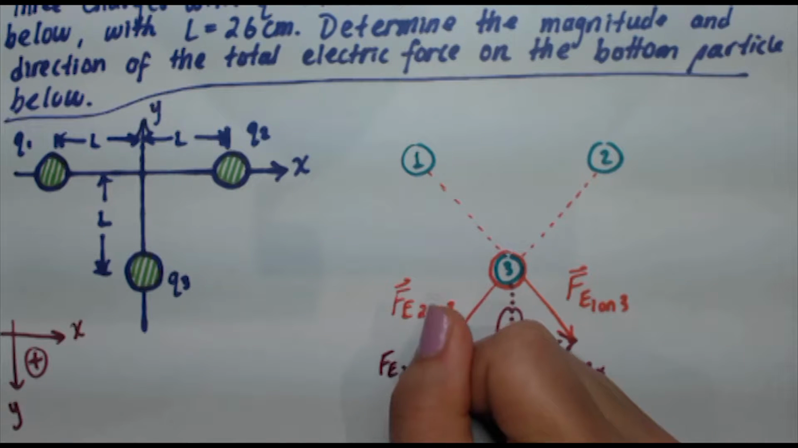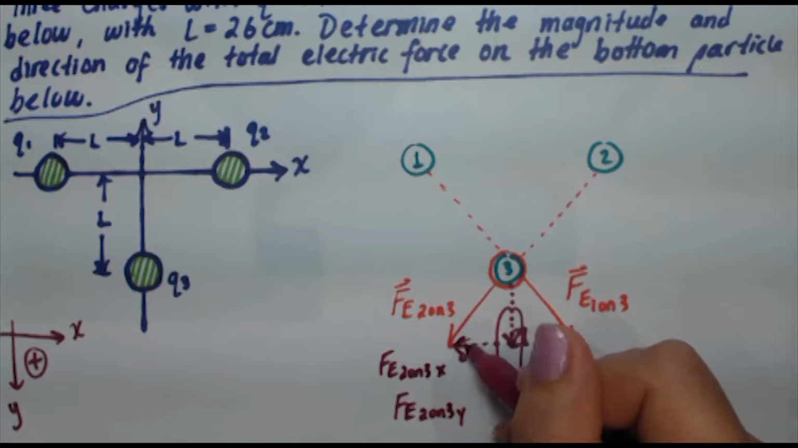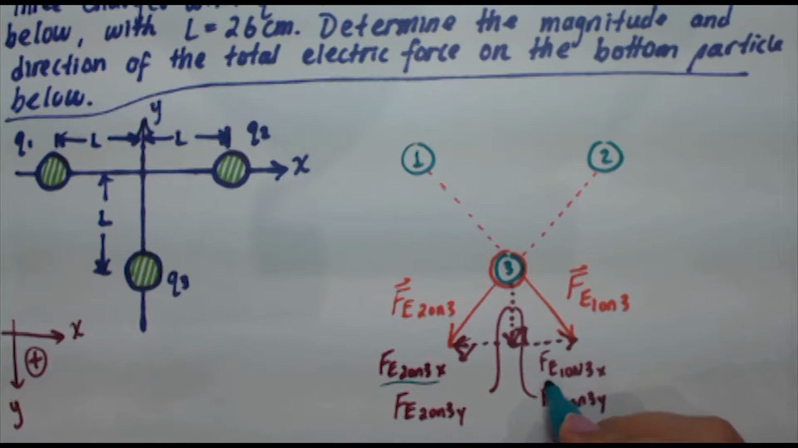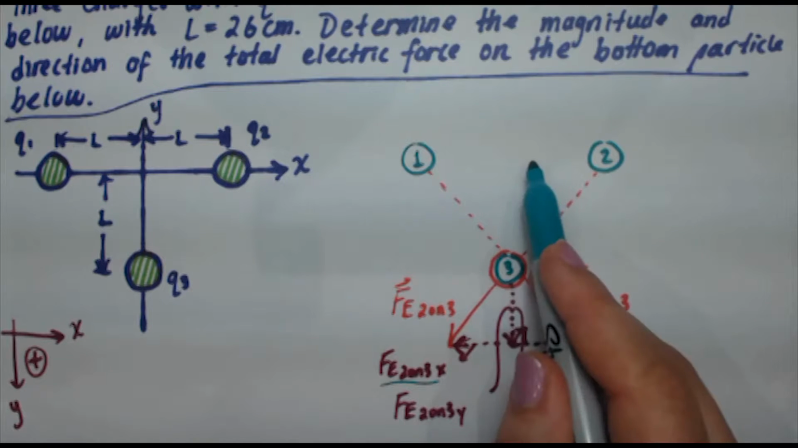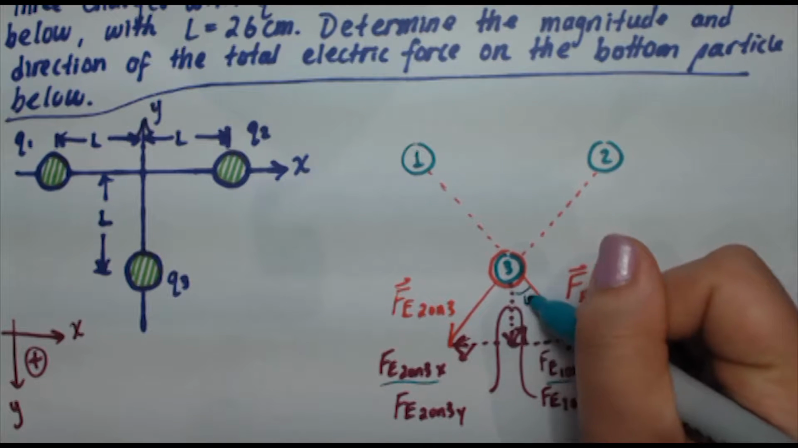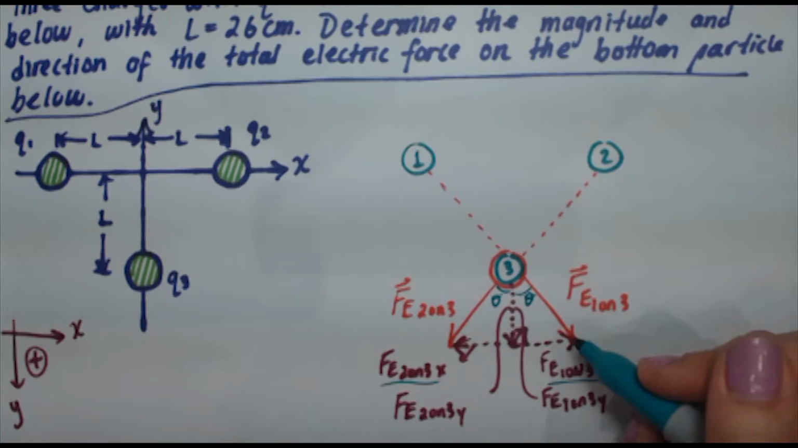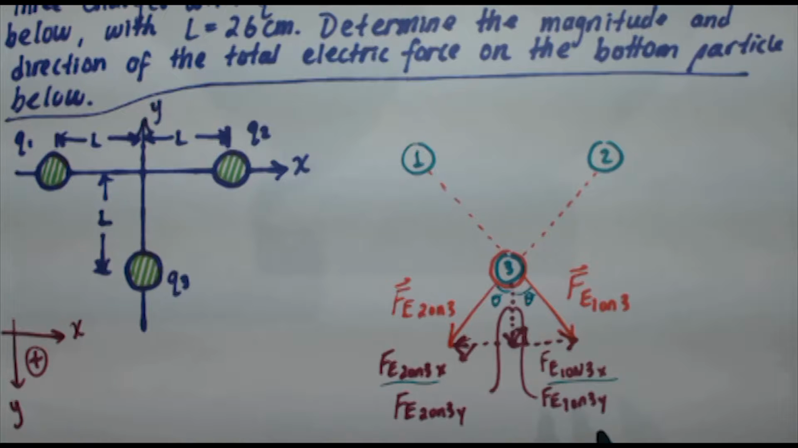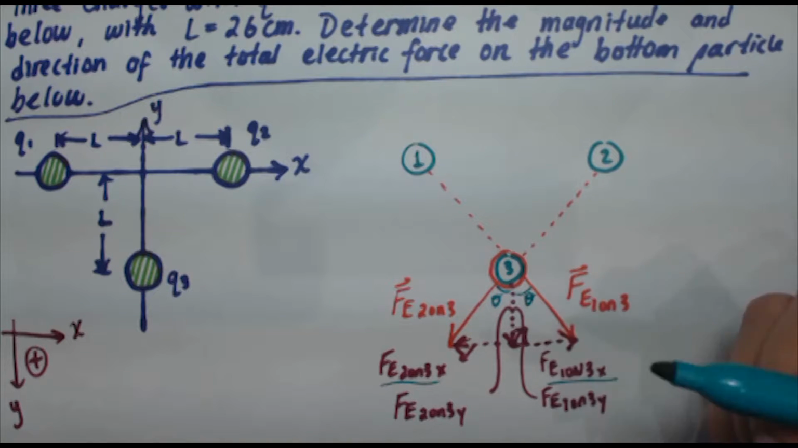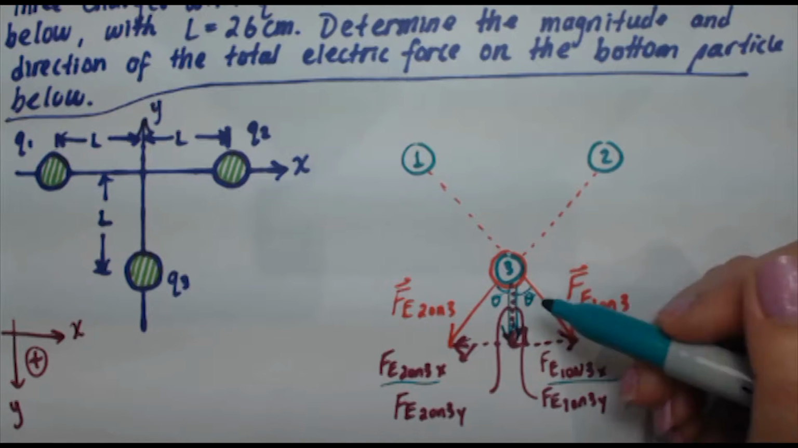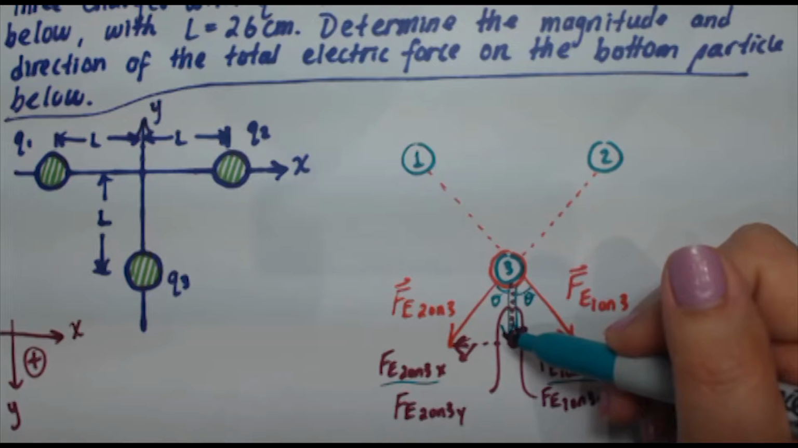Fe 2 on 3x. Something that should become clear to you from the beginning is that Fe 2 on 3x and Fe 1 on 3x are going in opposite directions. Because 2 and 1 are the same distance from charge number 3, these two angles are the same. The magnitudes of the charges are the same, therefore the components will be the same as well. And because they're going in opposite directions, they're going to cancel each other out. Therefore, the only components we're interested in are the y components, these two that are going down. We have to add those two together and figure out the resultant based on that.